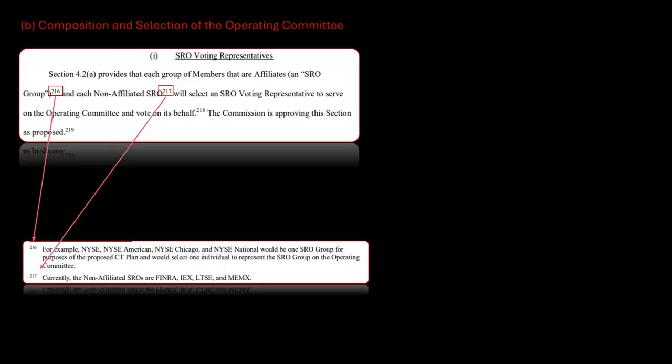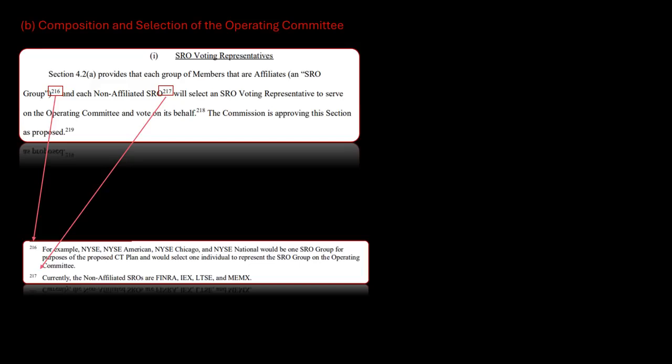Okay. Composition and selection of the operating committee. Here we go. Section 4.2a provides that each group of members that are affiliates, an SRO group, and each non-affiliated SRO will select an SRO voting representative to serve on the operating committee and vote on its behalf. The Commission is approving this section as proposed.